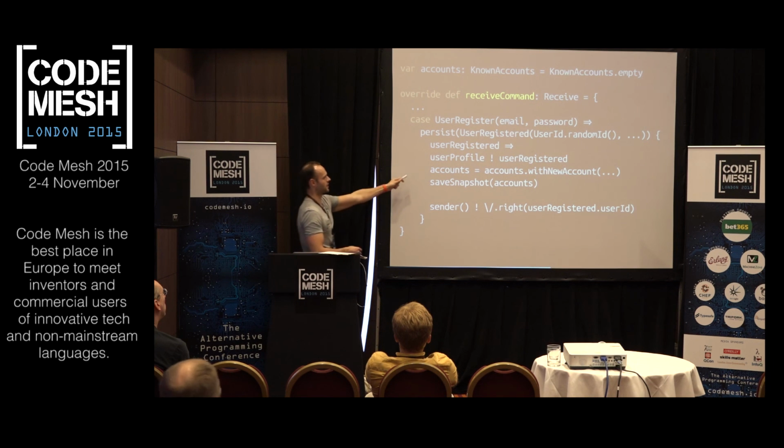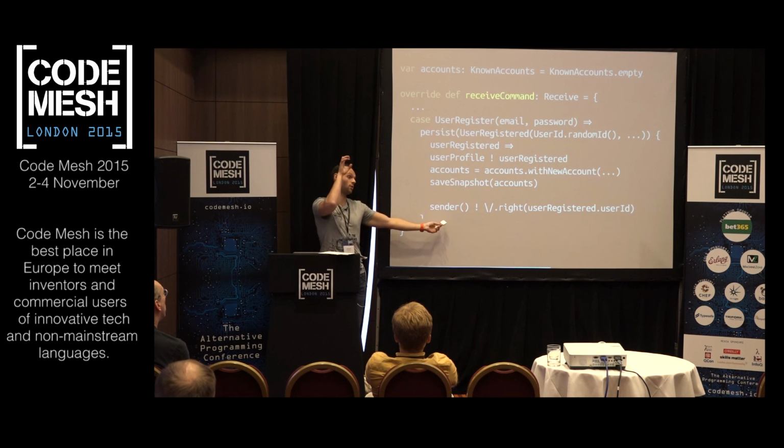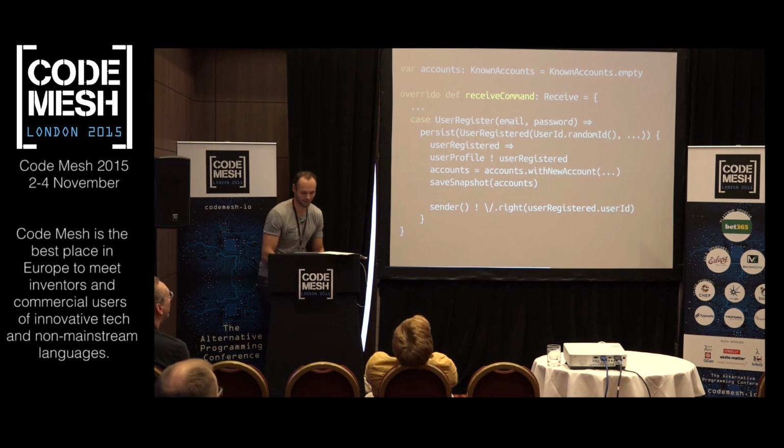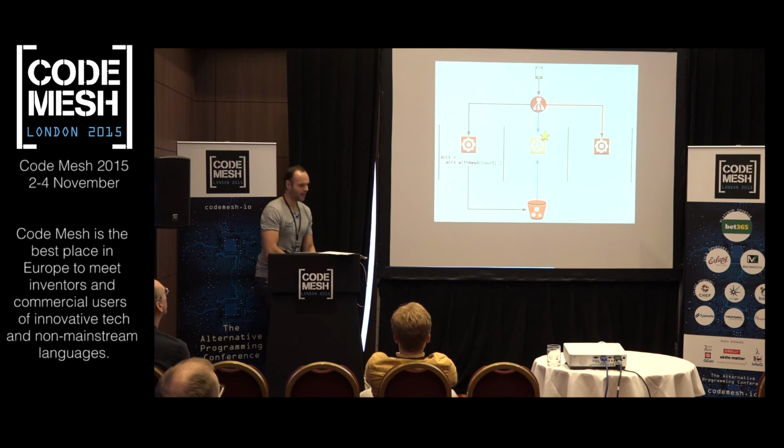We will create a new user profile in the cluster. We'll mutate our accounts, save a snapshot just so we don't have to do things over and over again, and reply to the API to whoever called us with a value on the right that gets translated to 200 saying, yeah, this is your UUID. Excellent.